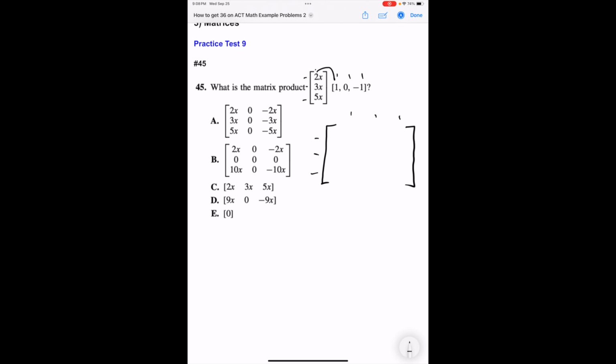So you simply multiply over. So 2x times 1, 2x times 0, and 2x times negative 1. So that would be 2x, 0, and negative 2x. And then you do the same for 3x. 3x times 1, 3x times 0, and 3x times negative 1. So that would be 3x, 0, and negative 3x. And then same for 5x. 5x times 1, 5x times 0, and then 5x times negative 1. So that would be 5x, 0, and negative 5x. And looking here, the answer would be A.